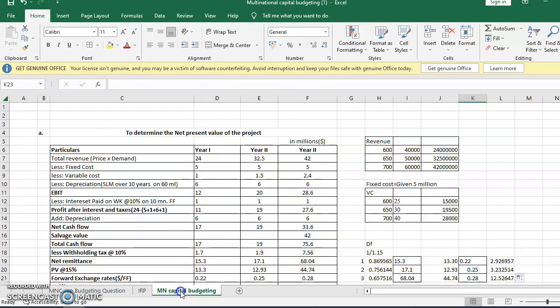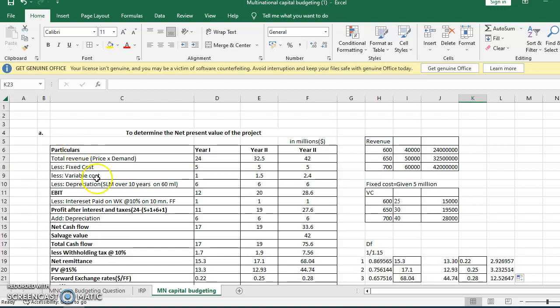Okay, so I've just taken this in a different sheet. Please understand. The heading would be to determine the net present value of the project. Particulars year 1, year 2 and year 3, because the life of the asset is only for 3 years. Total revenue. So usually I am very sure you guys must be knowing about the marginal cost statement. We start with sales and then we go ahead to deduct all the costs and then arrive at the EBIT, add back the depreciation, right?